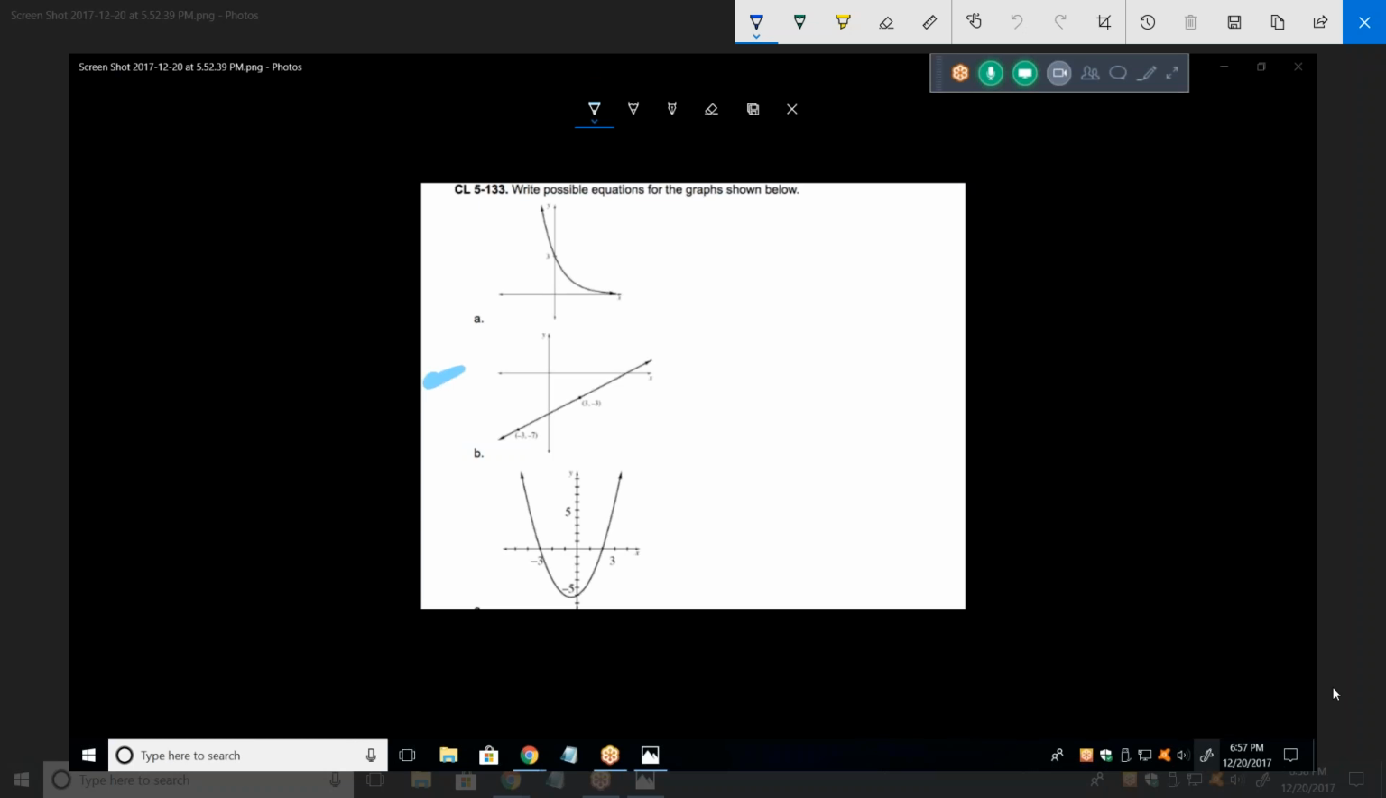So B is definitely the easiest one. That's linear, right? So try to put it into this format. y2 minus y1 over x2 minus x1. You know what b is right away, right? Oh, no, actually you don't. B is right there.